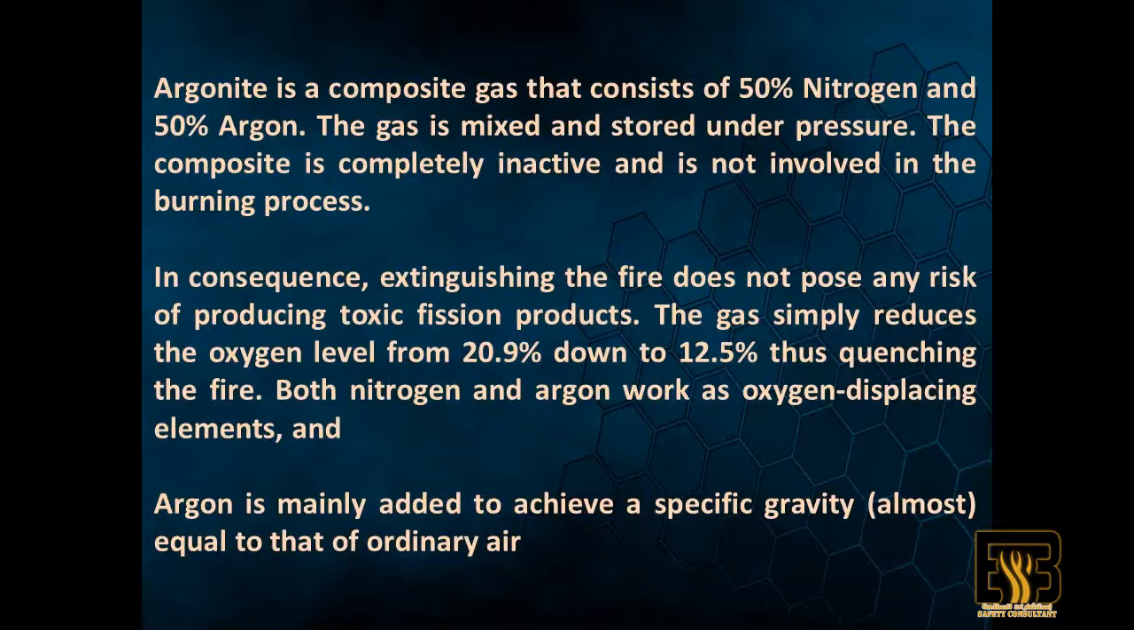Argonite is a composite gas that consists of 50% nitrogen and 50% argon. The gas is mixed and stored under pressure. The composite is completely inactive and is not involved in the burning process. In consequence, extinguishing the fire does not pose any risk of producing toxic fission products. The gas simply reduces the oxygen level from 20.9% down to 12.5%, thus quenching the fire.